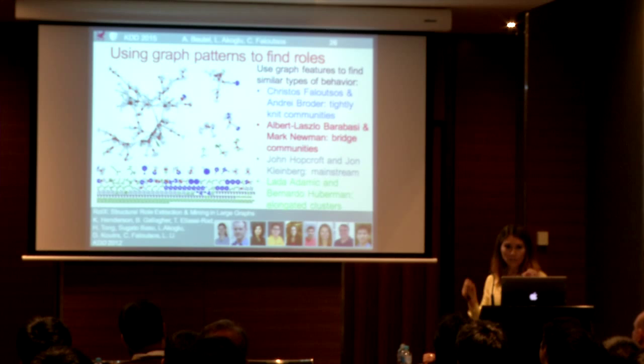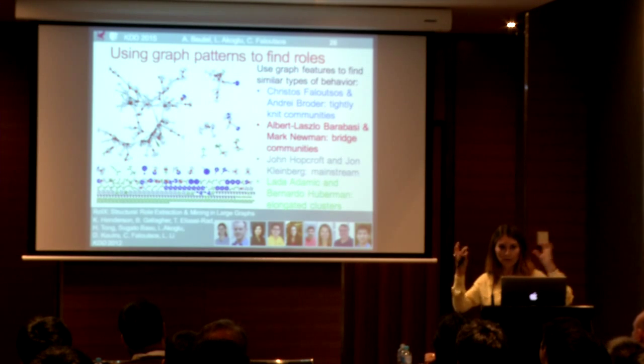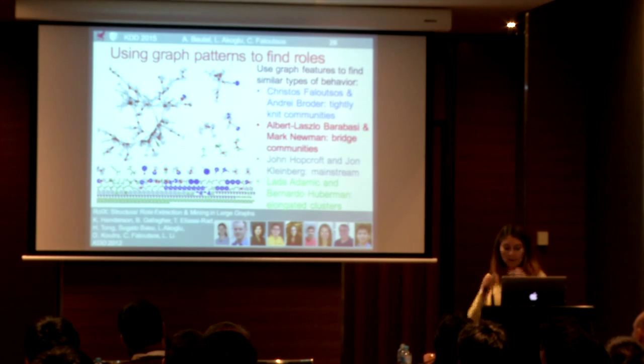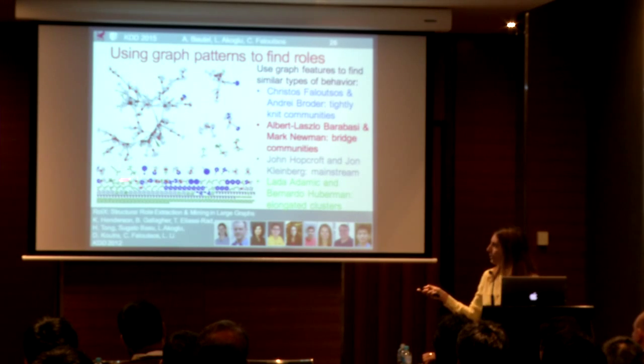The red nodes are bridge-like, so they connect other communities to each other. The majority of the nodes, we call them background or mainstream, are the gray nodes, right? And then there are these elongated chain-like clusters, like the green ones. Okay, so we found 4 roles here using this study.